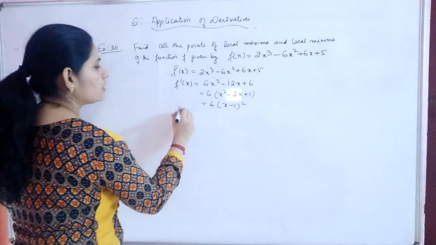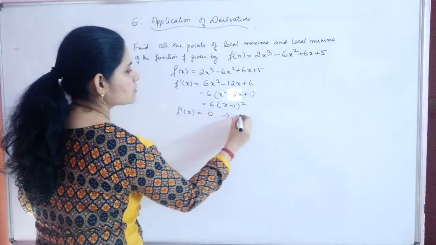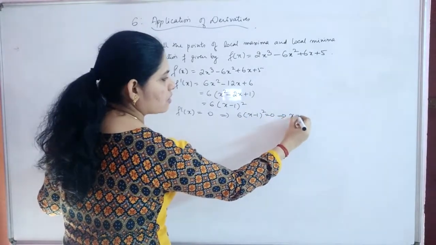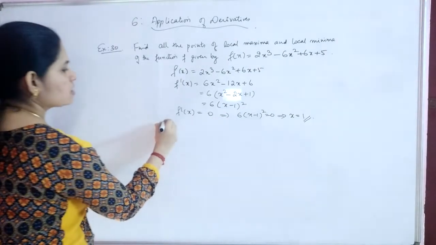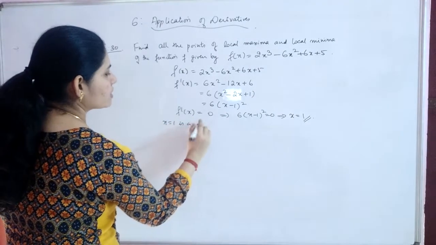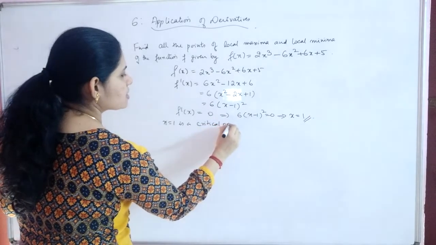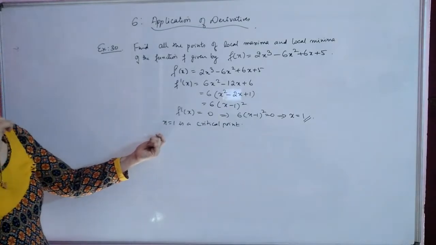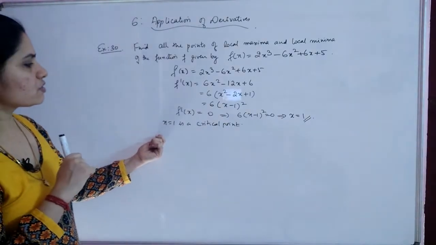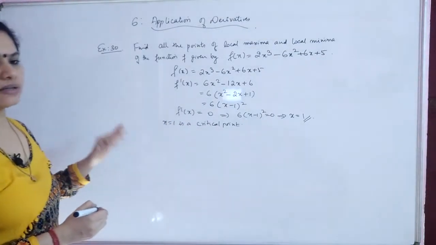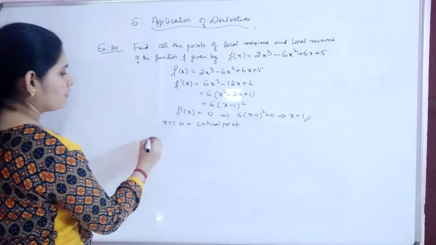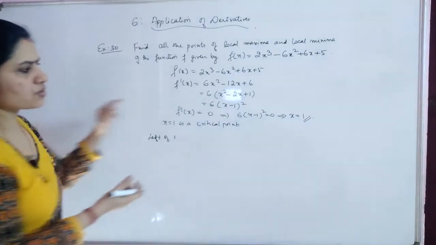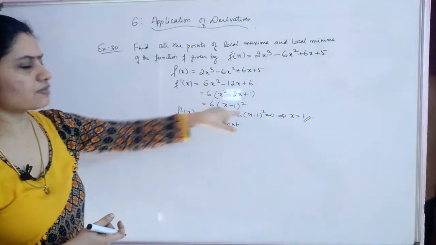Now again you have to equate this to 0 in order to get a critical point. So 6 into x minus 1 the whole square equals 0. 6 cannot be 0, so x minus 1 the whole square is 0, or x equal to 1. So x equal to 1 is a critical point. That means it is a point where you need to check whether it is acting as a point of local maxima or local minima. Now we have to take the left and right of x equal to 1. For the left of 1, whatever you choose, just see what f dash of x is. It is x minus 1 the whole square.